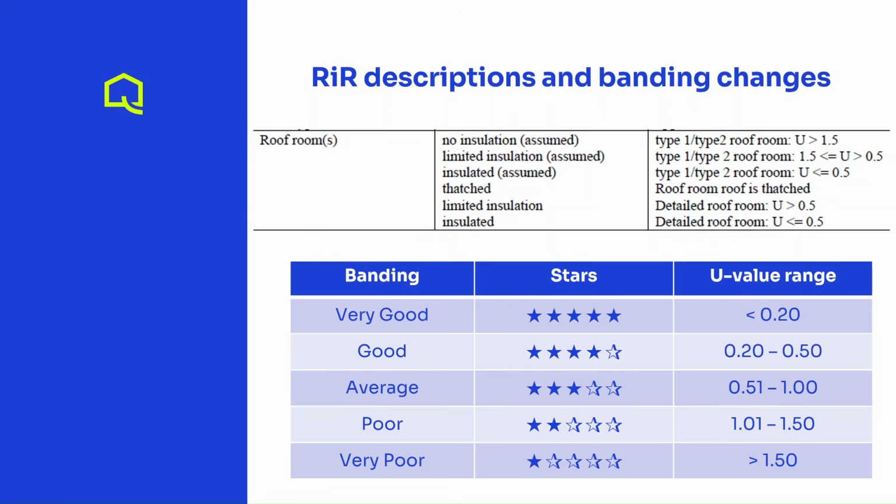Similarly, the U value also determines the banding for the element, or on Scottish EPCs, the star rating. Less than 0.5 puts it in the good to very good category, and over 1 puts it poor to very poor. Similar processes are used to determine the descriptions for walls and roofs. These are all covered in our Understanding a Domestic EPC CPD module.